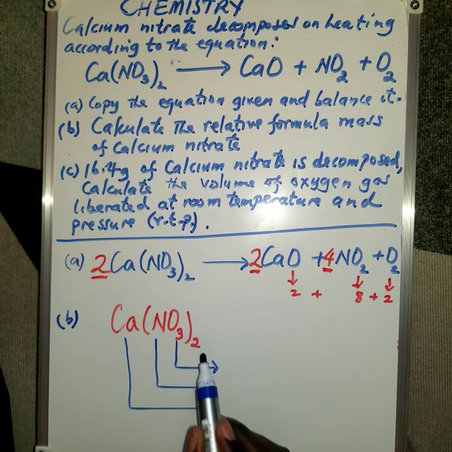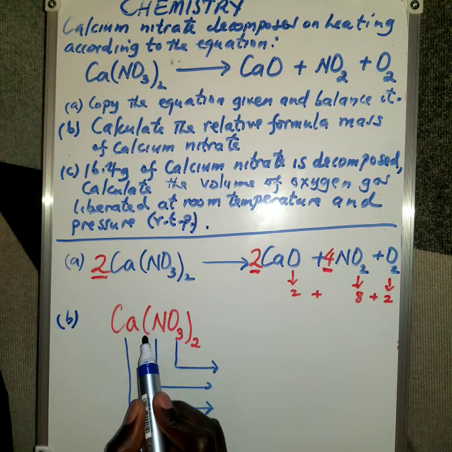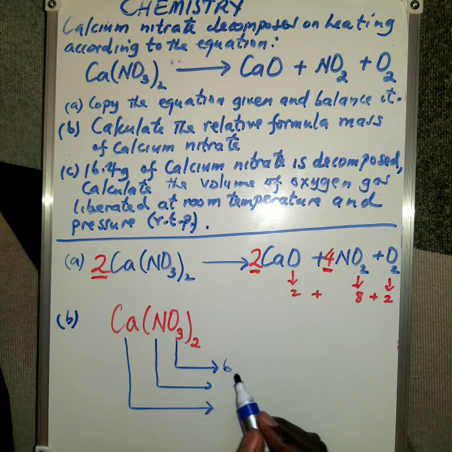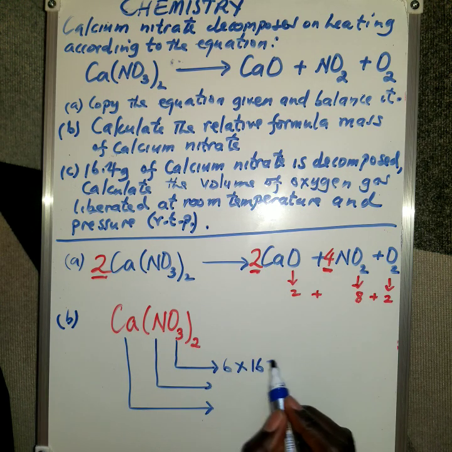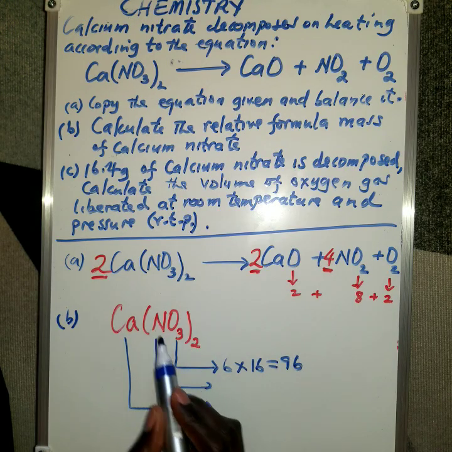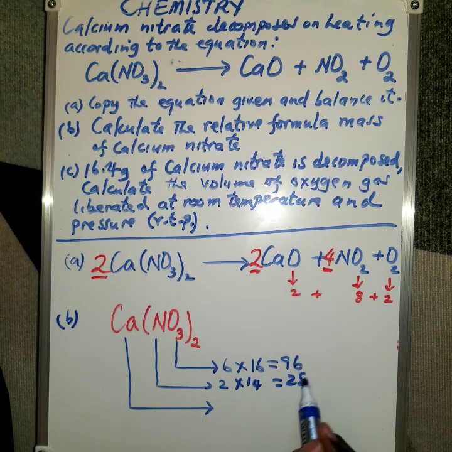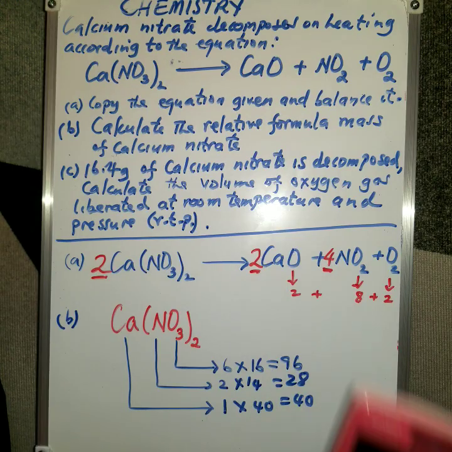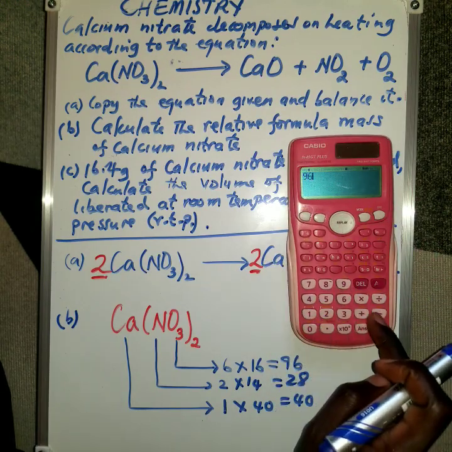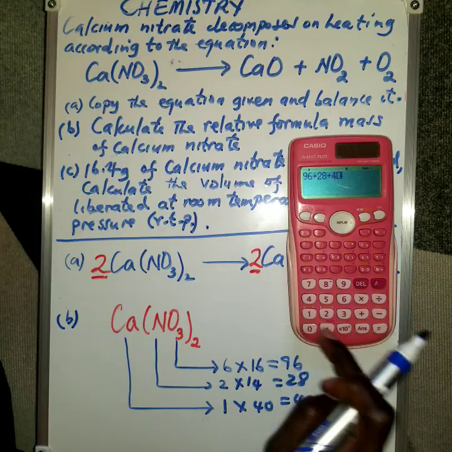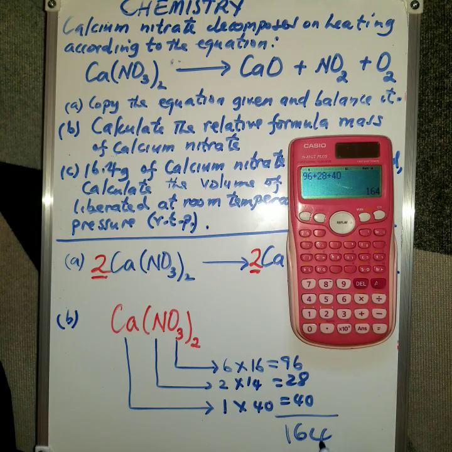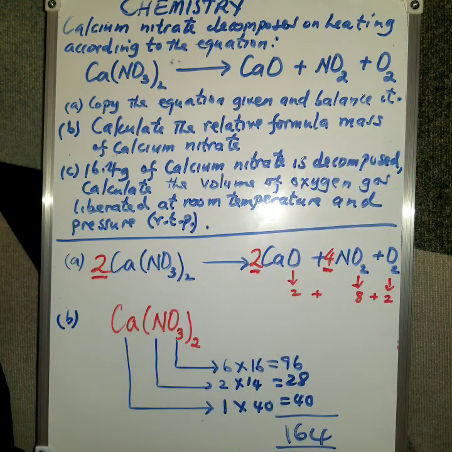So they just want us to find the Mr. If you are not conversant, you can simply say how many oxygen, nitrogen, and calcium there are. If you notice, this 2 multiplies with what is inside the bracket. So 2 times 3 gives you 6 atoms of oxygen multiplied by 16. That will give us 96. How many nitrogen? Here there's a 1 which you can't see, so 2 times 1 is 2, times 14 will give you 28. And calcium is alone, 1 multiplied by 40, which will give you 40. So you just need to add your 96 plus your 28 plus your 40, and that is going to give you 164. So that is the relative formula mass. It is simply 164.